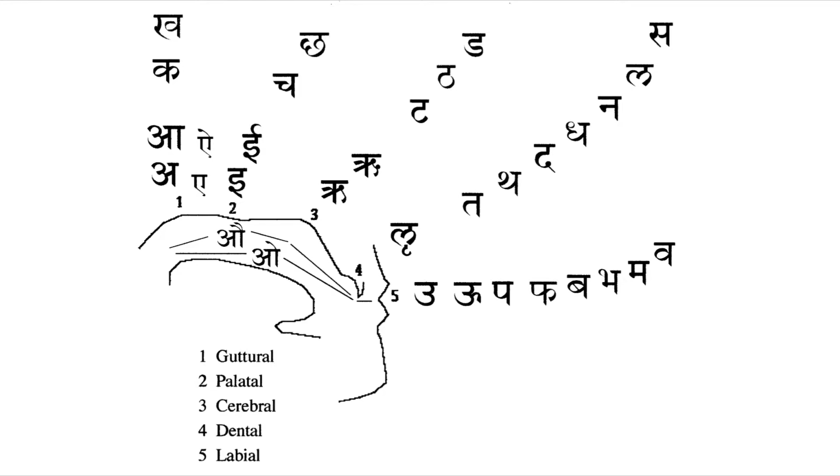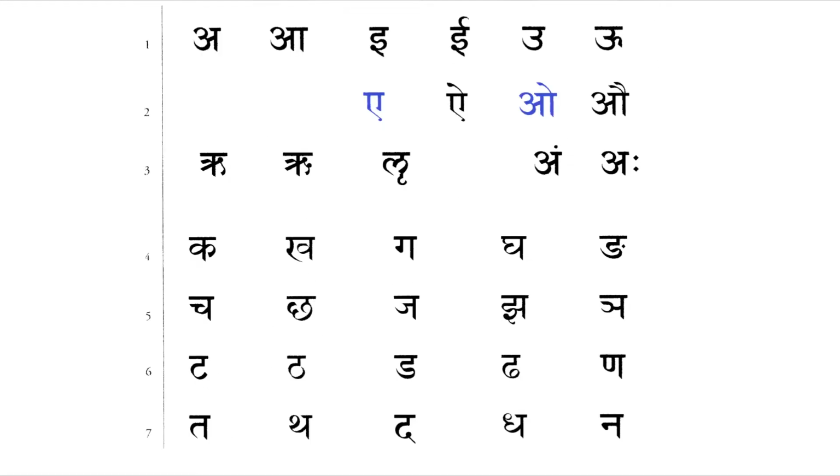While reading these letters, feel their vibration at each of their respective positions. A, ā, i, ī, u, ū. Third line, ṛ, ṝ, ḷ. Again, a, ā, i, ī, u, ū, ṛ, ṝ, ḷ.